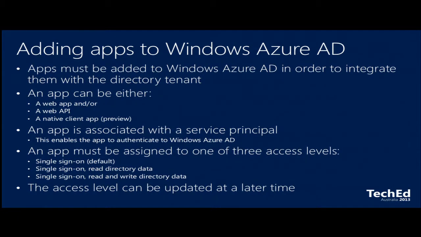When you add an application or register it with Windows Azure AD, what is happening is that Windows Azure AD is creating what's known as a service principal account that represents your application. It's synonymous with creating a user principal, a user account. It's just in this case the account represents the application, not a user. And that's important because not only does it enable the application to authenticate its users against that particular Windows Azure AD tenant, but we can assign an access level to that application depending on its requirements to either support single sign-on, which is the default access level, or maybe read and write directory data. Okay? This is quite a simple process. You can manage all this using the Windows Azure Management Portal.